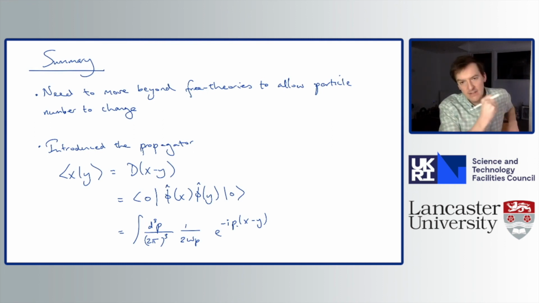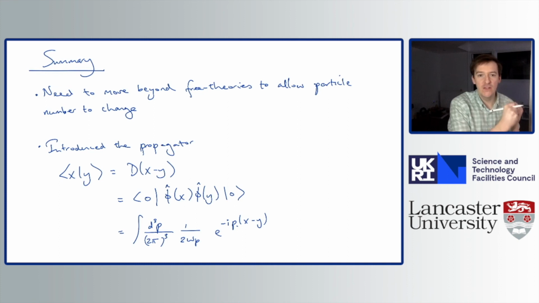We started by arguing that we want to move beyond free theories because we want to describe theories that we actually observe in nature, where particle numbers can change. For instance, the Higgs can decay into other particles. So in order to fully describe theories with interactions, there's a whole bunch of extra formalism, extra concepts that we need to introduce.